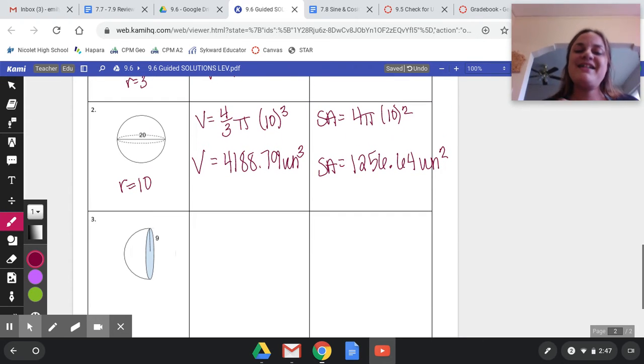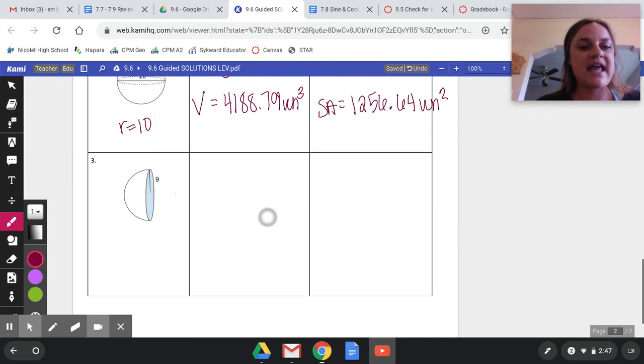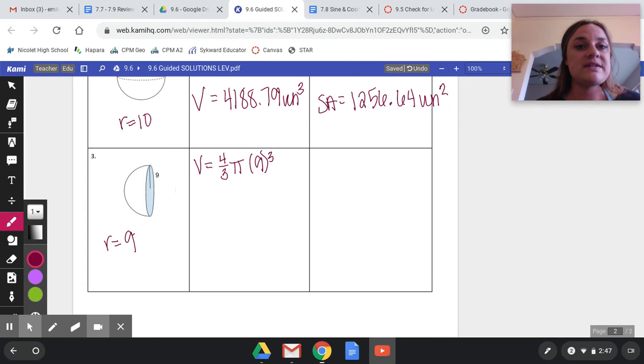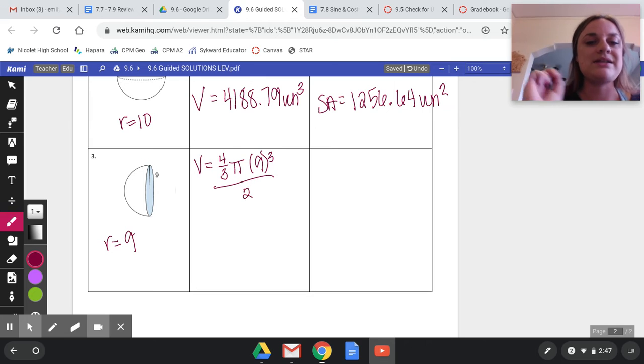All right. This next one is a little bit tricky because it is a hemisphere. So it is half of a sphere. So to find my volume, I am going to take my 4/3 pi times, in this case, my radius is equal to 9, times 9 cubed. If this were a full sphere, that's what I would do. However, it is not a full sphere. It's half of one. So I'm actually going to take this entire thing and divide it by 2.